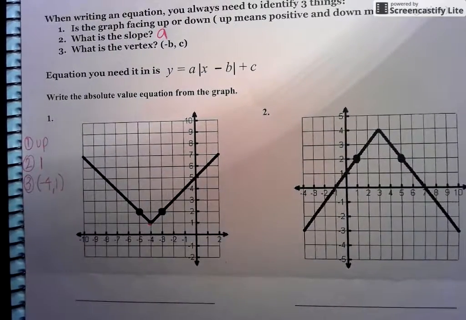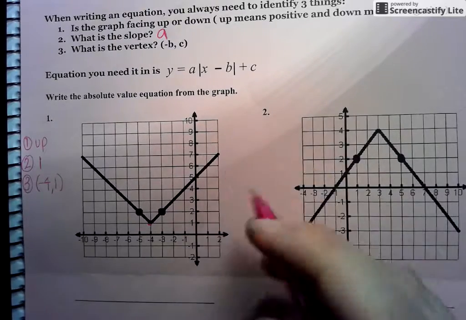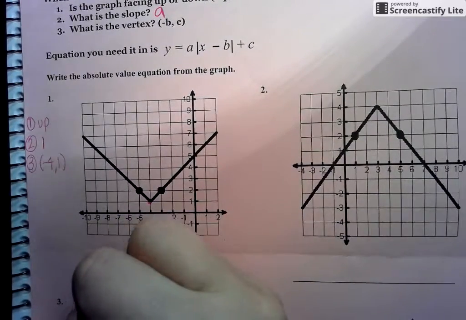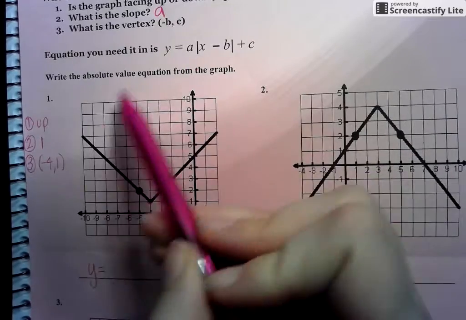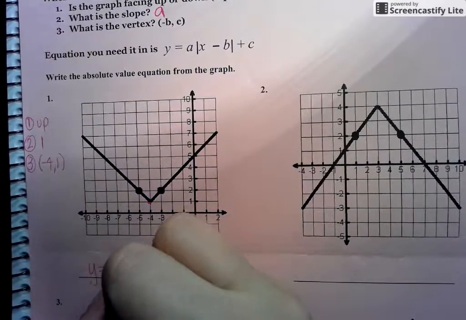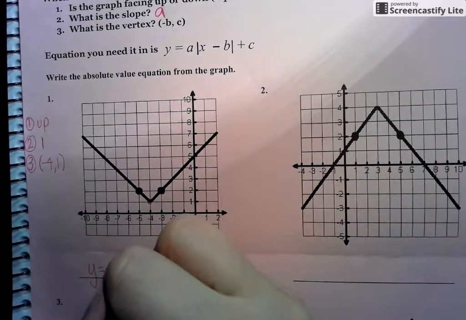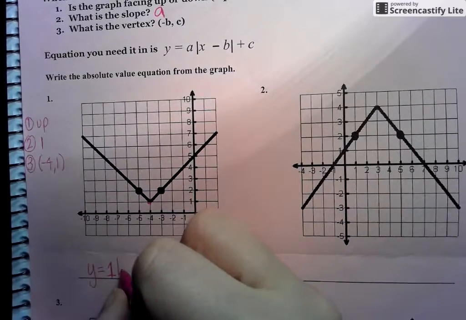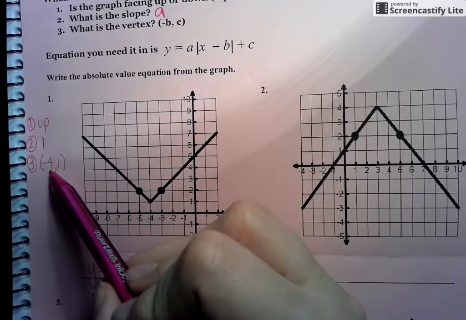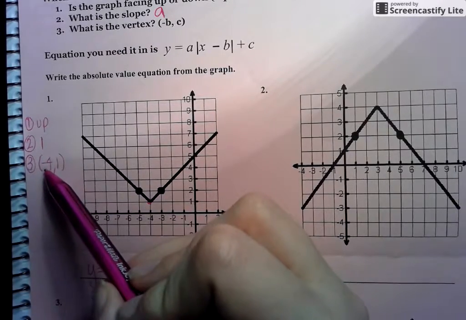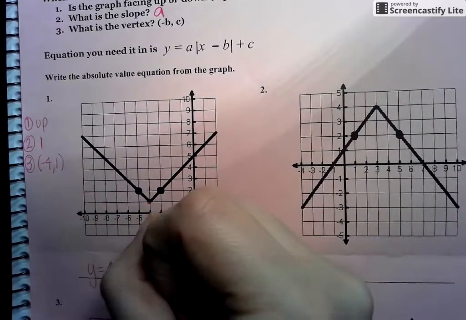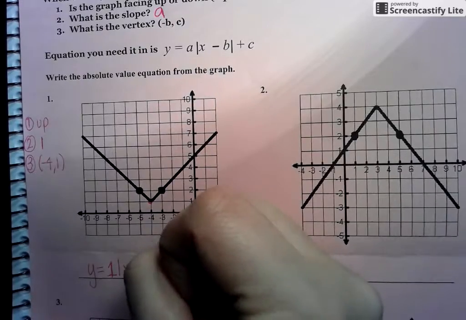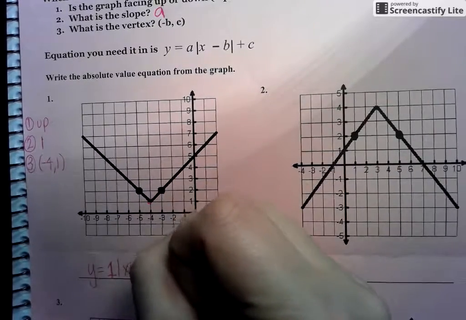So how we're going to write our equation is we're going to use this form up here. So it's going to be y equals, our A value is our positive 1. You can either decide to put it in the equation or not. So we have 1 times the absolute value of x. Now remember that it's the opposite of the -4. So it's going to be a +4 absolute value and then +1.